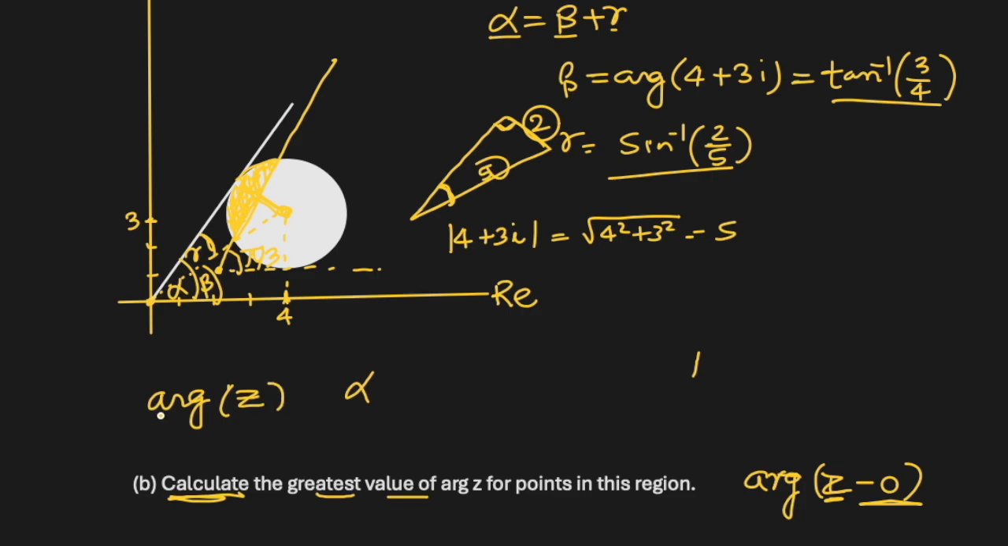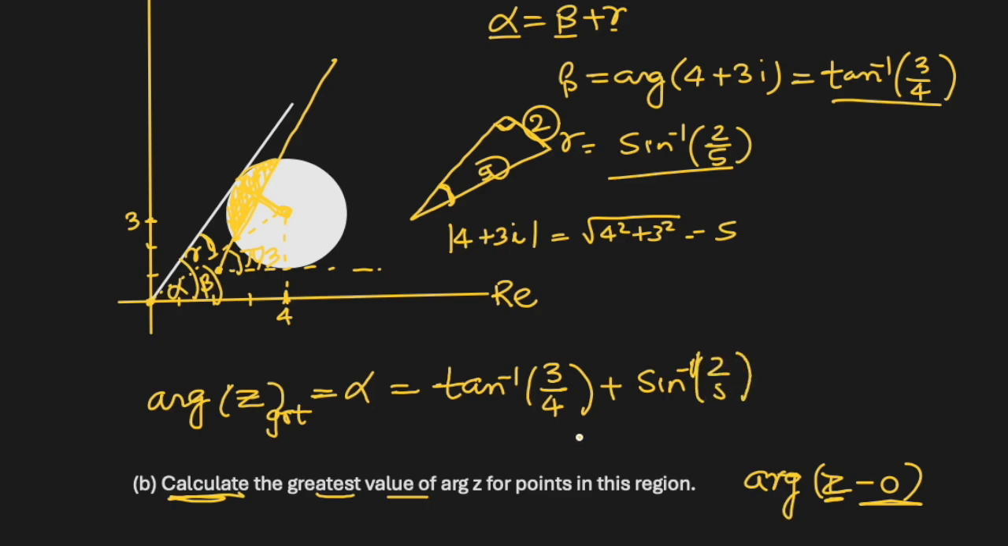argument z greatest, equal to alpha, which is equal to tan inverse 3 over 4 plus sine inverse 2 over 5. And we can find the answer with our calculators.